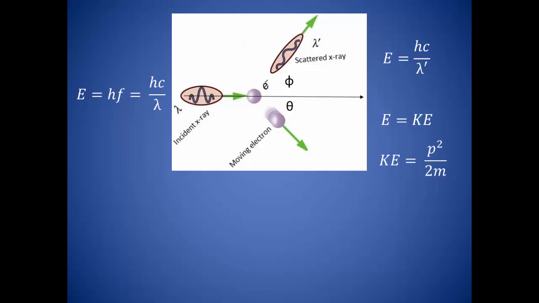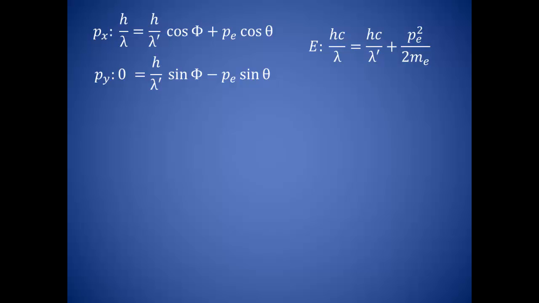Of course, we can relate kinetic energy back to momentum. From ages ago, we know that the kinetic energy is equal to the momentum squared divided by 2 times the mass. So the energy conservation equation for the Compton effect can be written as hc over the incoming wavelength equal to hc over the scattered wavelength plus the momentum of the electron squared over 2 times the mass of the electron. So now we have three expressions that we can use to describe the Compton effect.